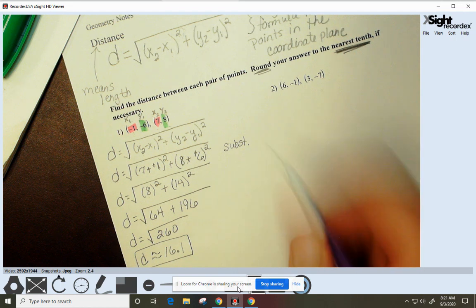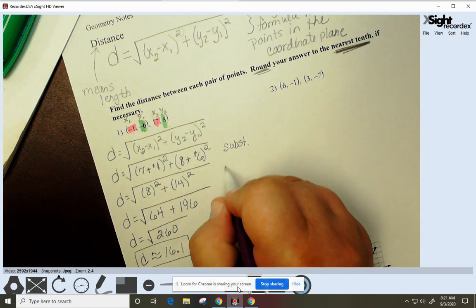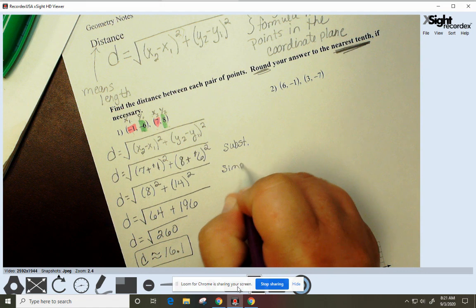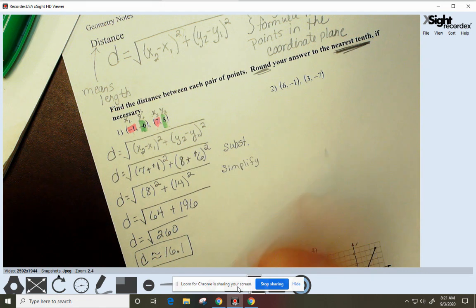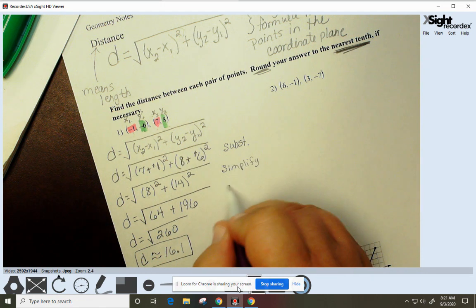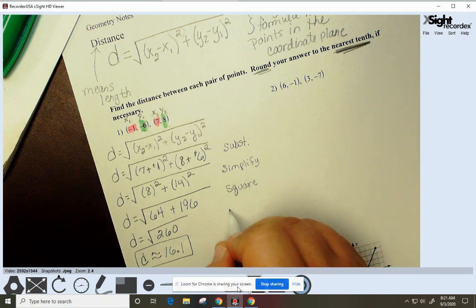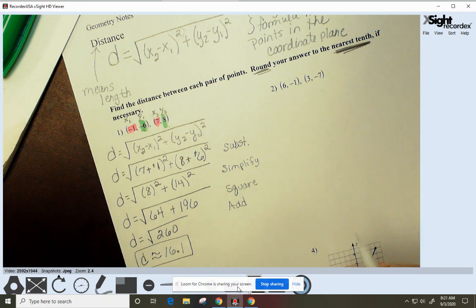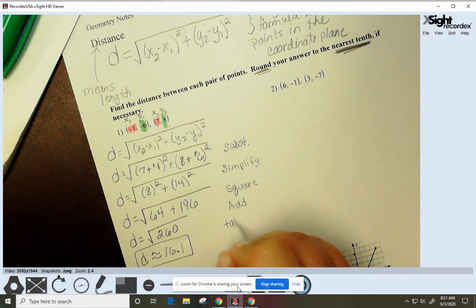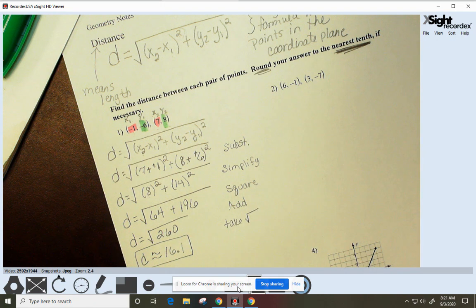Okay, then I'm going to basically simplify. Then I'm going to square. Then I'm going to add. And then I'm going to take the square root. That's basically the simple steps that I go through to be able to find those things.